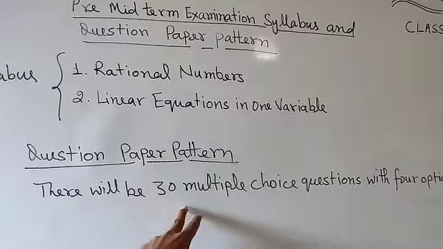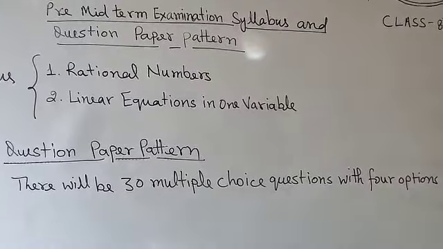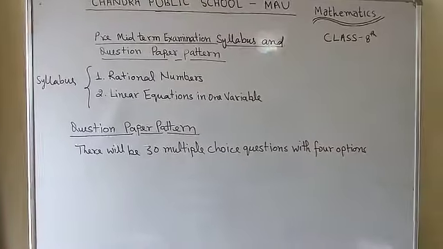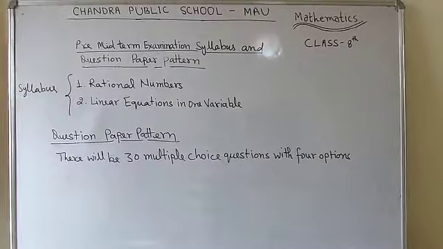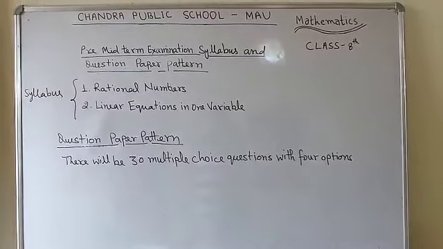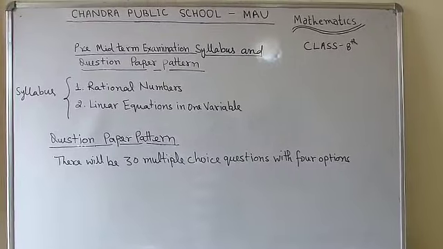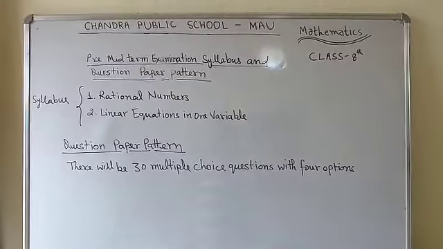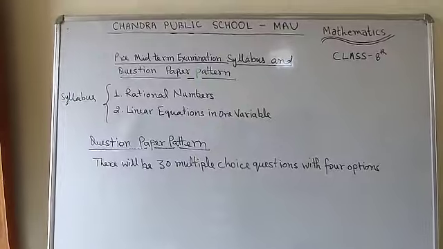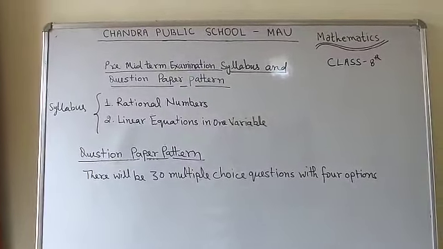Now there will be 30 multiple choice questions with 4 options. In the pre-midterm examination, that will be the online pre-midterm test. So there will be 30 questions and each question will carry 4 options, out of which one option will be correct that you need to select. So students, that is your syllabus and question paper pattern.